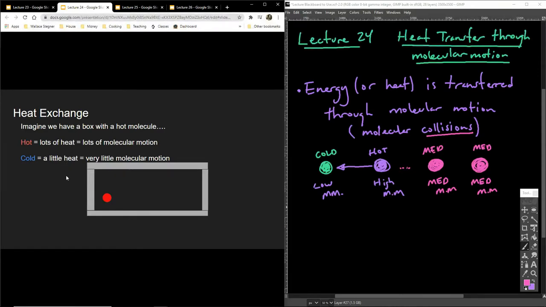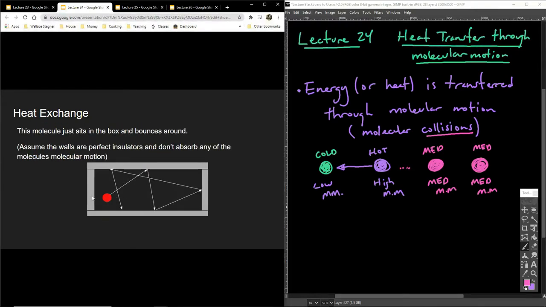So let's take a look at this example here. We have a box with a hot molecule inside of it, and it just sits in this box. It's a perfect box that's perfectly insulated. The walls of the box don't absorb any molecular motion. They're called perfect insulators. That's what scientists would call them. They're ideal. They don't exist, but we have to use ideal situations in order to understand certain things. So this hot molecule will just sit there and bounce around in this box forever and ever. It will never cool down. Why? Because there's nowhere for the energy to go. It'll bounce in this box for the rest of eternity, with the exact same energy that it always has.